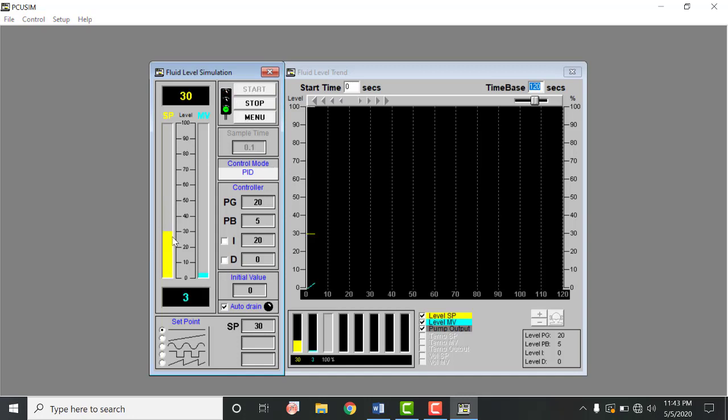This yellow bar over here shows the set point, which is linear. The behavior is linear, and this is our MV, the measured value. This is the output of the pump, which is 100%. So it means that right now our pump is working at 100% just to achieve this level of 30, and our measured value is increasing, now at 20.